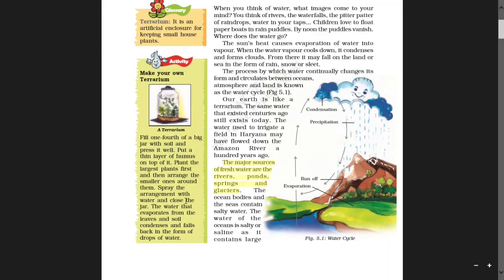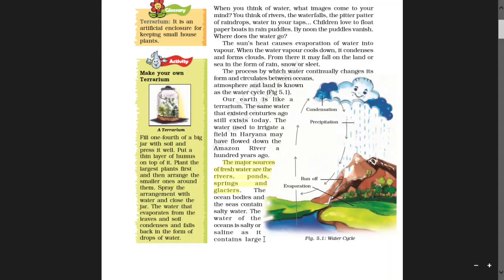The ocean bodies and the seas contain salty water. Ocean water and seas water, that means the water of those water bodies, is mixed with salt. They are called salty water, because the taste of ocean water and seas water is salty. This water of the oceans is salty or saline as it contains a large amount of dissolved salts.